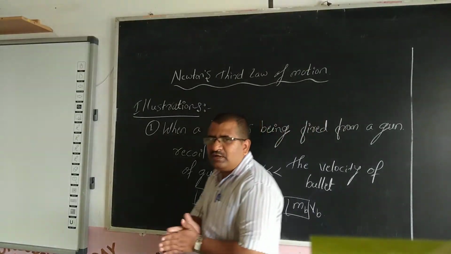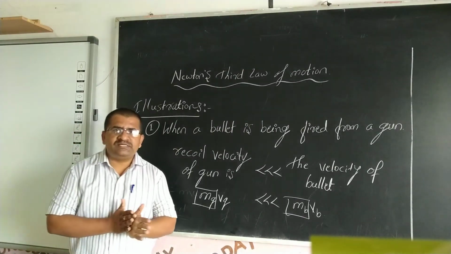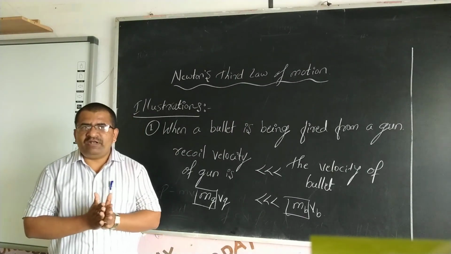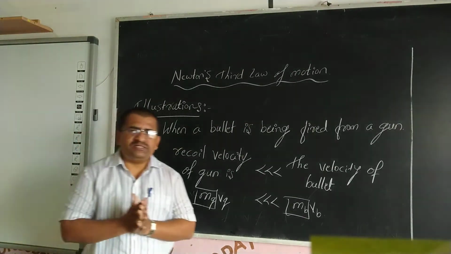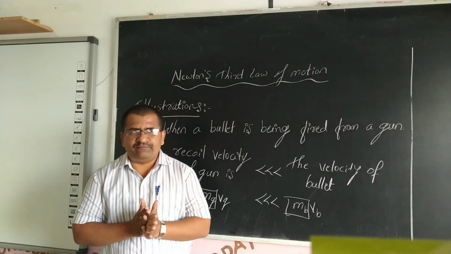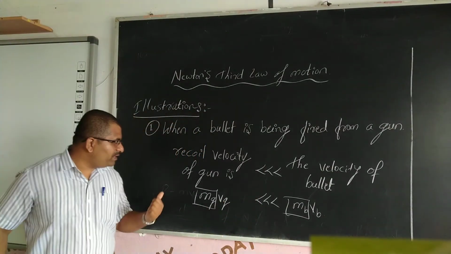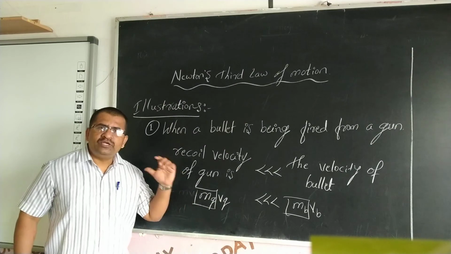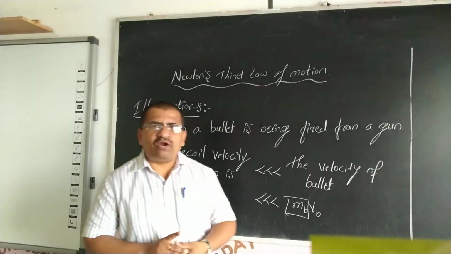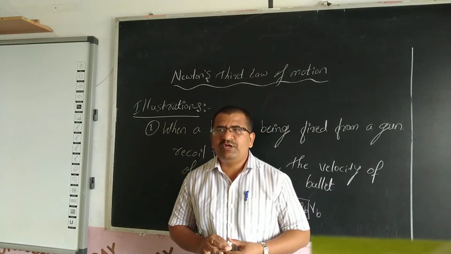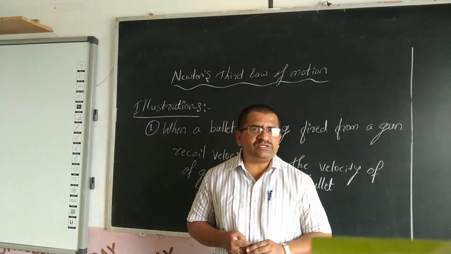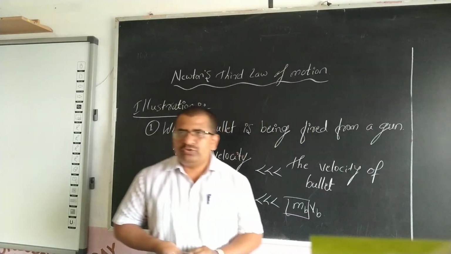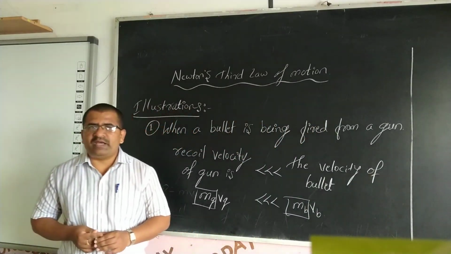So with this I will stop today's class, and in tomorrow's class I will explain the conservation of momentum. Here what I explained is P is equal to mv, that is the momentum, and then the law of conservation of momentum and the numericals on momentum. Those things I will explain in my next class.